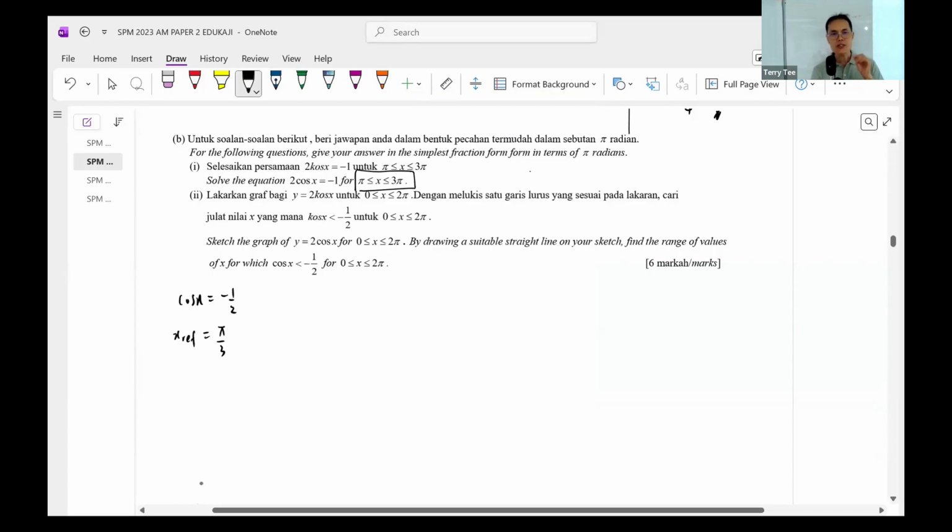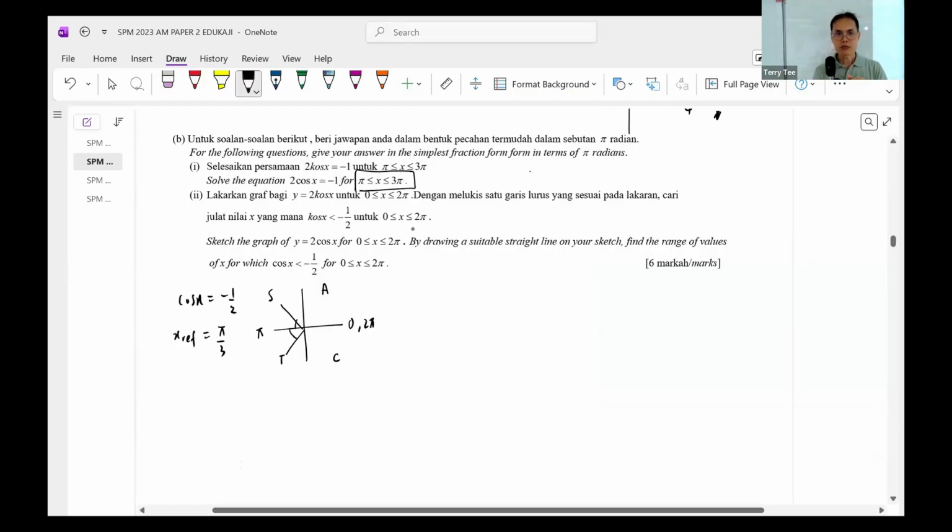Now, cos is positive in which quadrant? You need to remember your ASTC. All Science Teachers Crazy, yeah? Only science teacher, not math teacher. So cos is negative in quadrant 2 and quadrant 3. Normally we go from 0 to pi to 2 pi. I say this again, you go one whole round, right? Pi is 180, 360 is 2 pi.